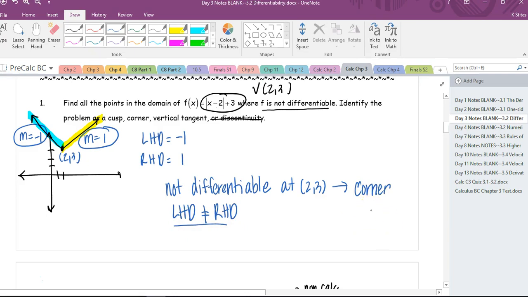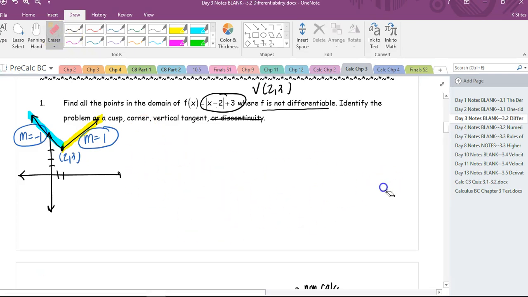Now, what you could do is write this equation as a piecewise and then use your difference quotient, or your alternate definition of derivative. That seems like it would take a long time, but let me show you how you would set it up.